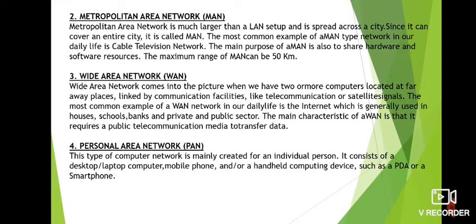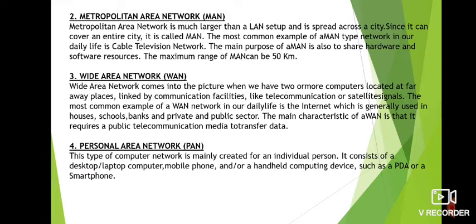Next is personal area network, PAN. This type of network is mainly created for an individual person. It consists of a desktop, laptop computer, mobile phones, and or handheld computing devices such as a PDA or a smartphone. The best example of a PAN is when you are sharing some data by using Bluetooth, and the maximum range of a personal area network is not more than 10 meters, that is around 30 feet.